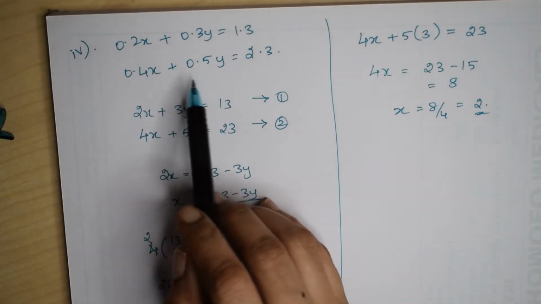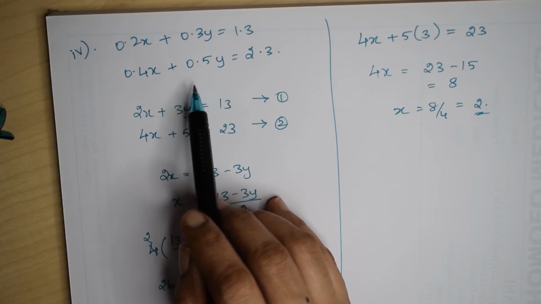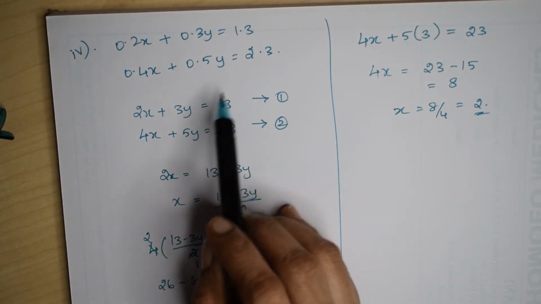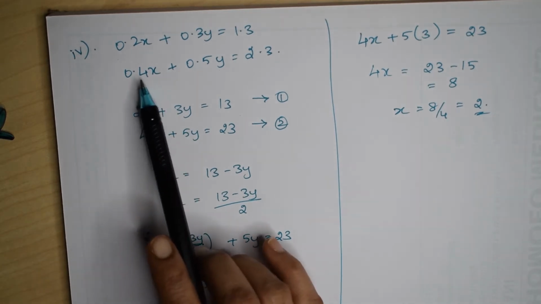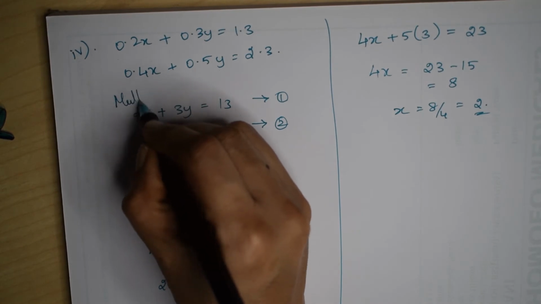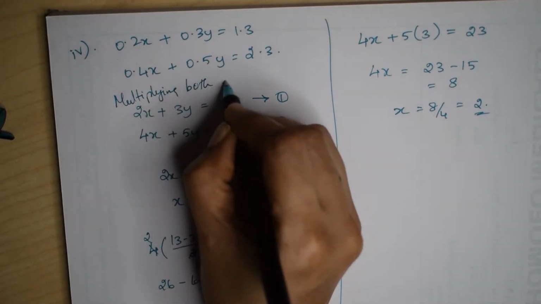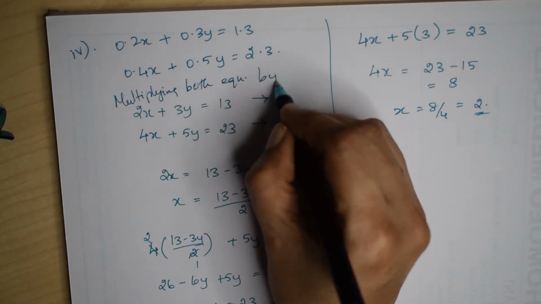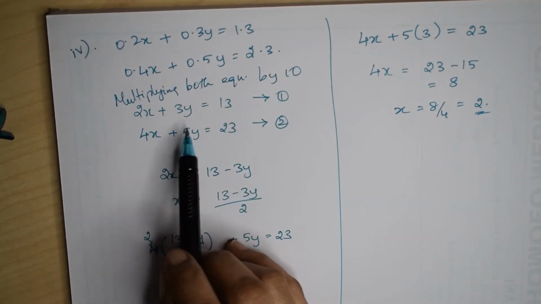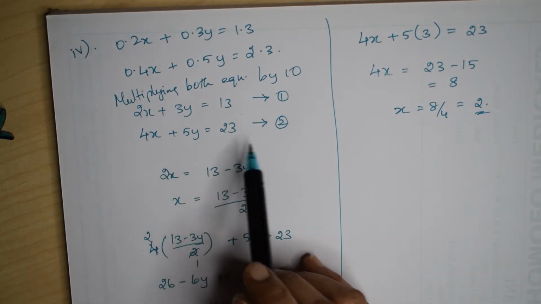Here these are the two equations in your fourth sum. Both the equations have decimal numbers. I don't want decimals in my equation. So to remove the decimals, I multiply both the equations with 10. Multiplying both the equations by 10, I get these. 2x plus 3y is equal to 13. 4x plus 5y is equal to 23.